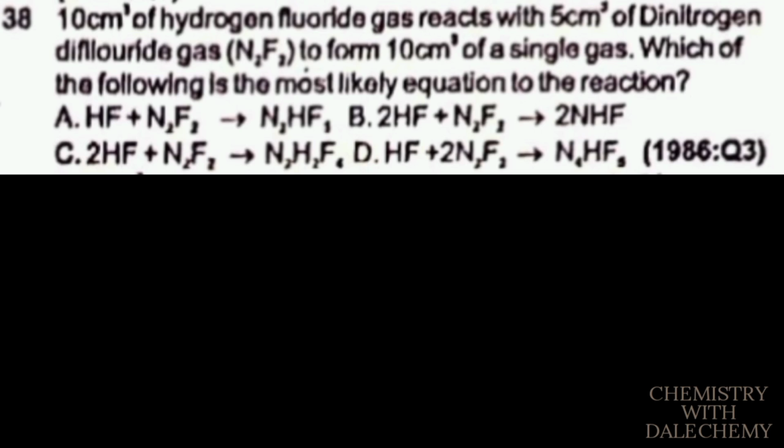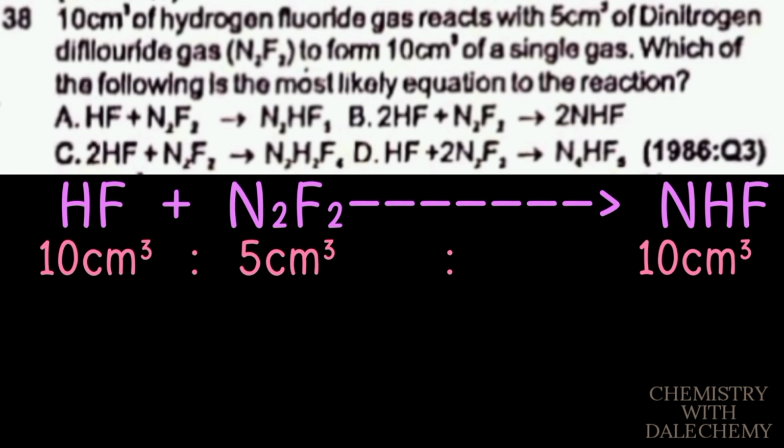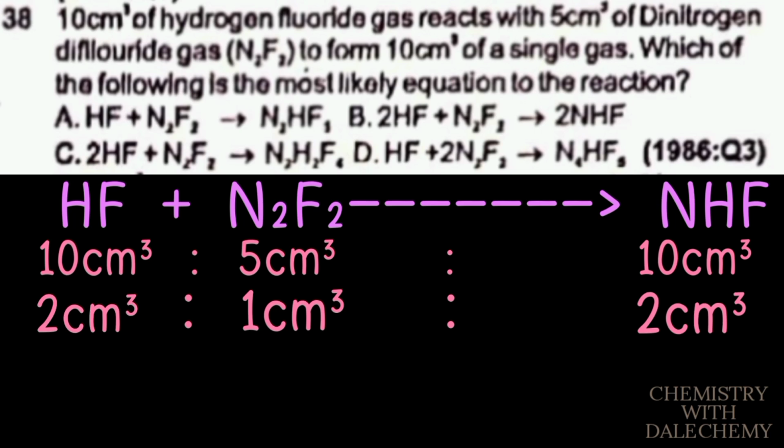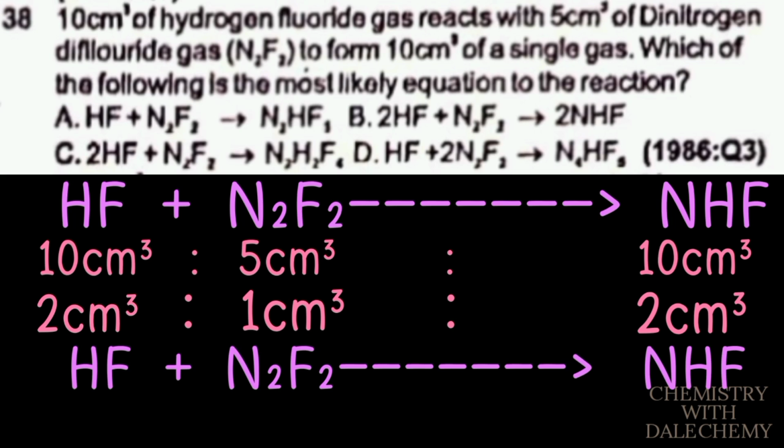So 10 cm³ of hydrogen fluoride reacts with 5 cm³ of dinitrogen difluoride to form 10 cm³ of another single gas. So just find out the ratio. All of these have 5 as a common factor, which means 5 in 10 gives us 2, 5 in 5 gives us 1, and 5 in 10 also gives us 2. So all these gases react in the ratio 2:1:2.